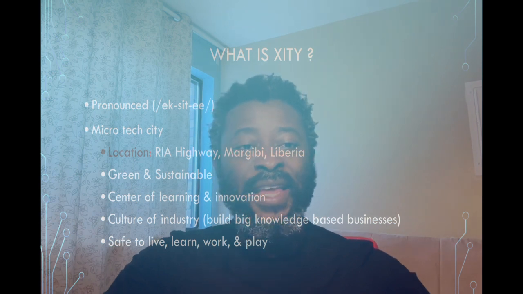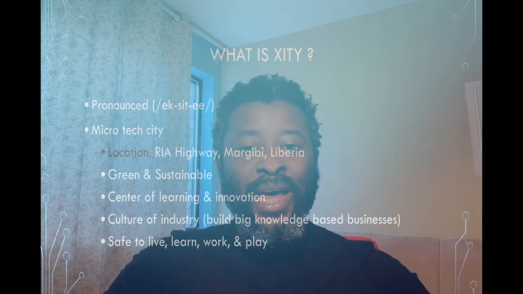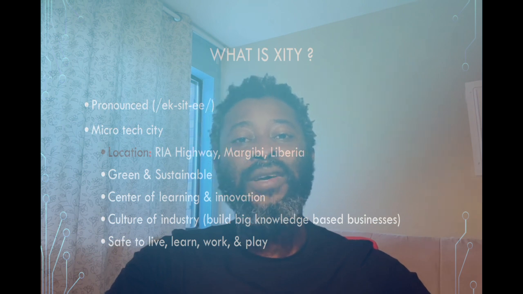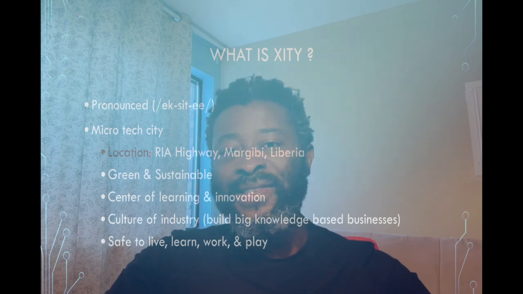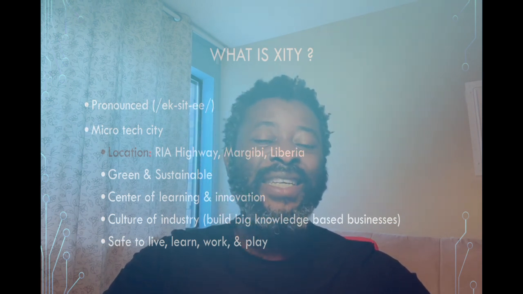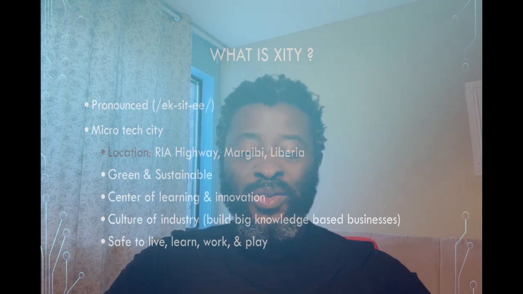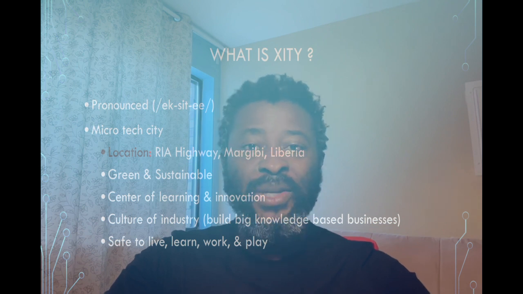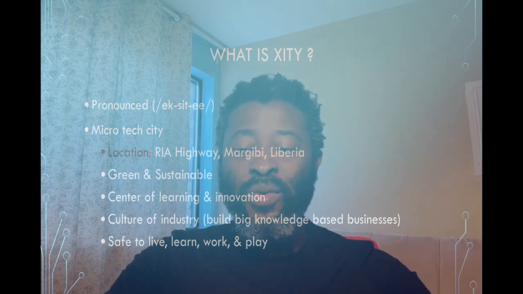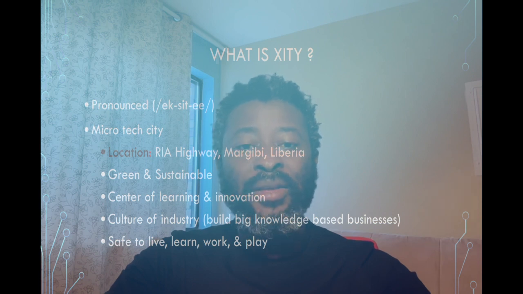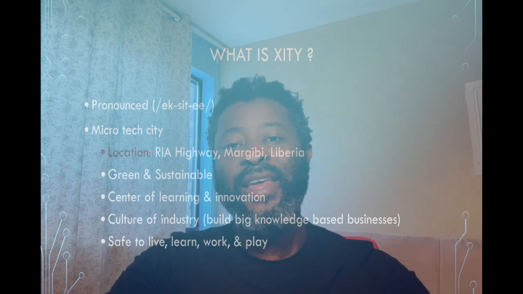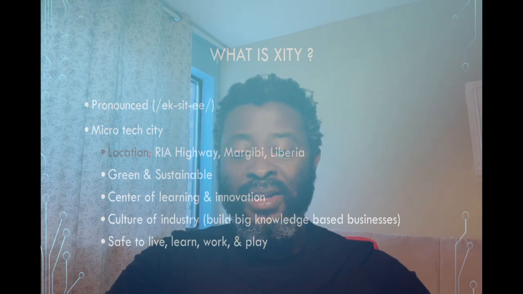So, Xity is a micro-technology city, and what that means is that it is going to be a city on a smaller scale. It is not going to be a very huge area. We are talking about a city of around 280 acres of land. The next thing people tend to want to know is, where is this city going to be located? Xity is going to be located in Margibi County in Liberia, right off of the Roberts International Airport Highway, or the RIA Highway, for those who are familiar with the Liberia geography.